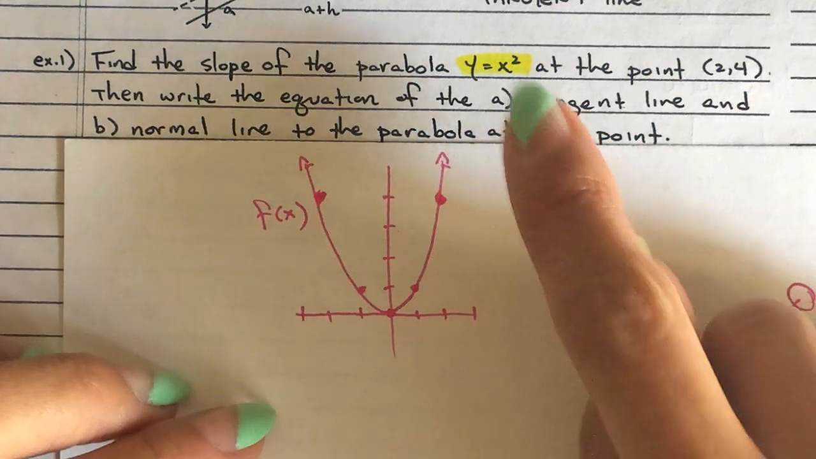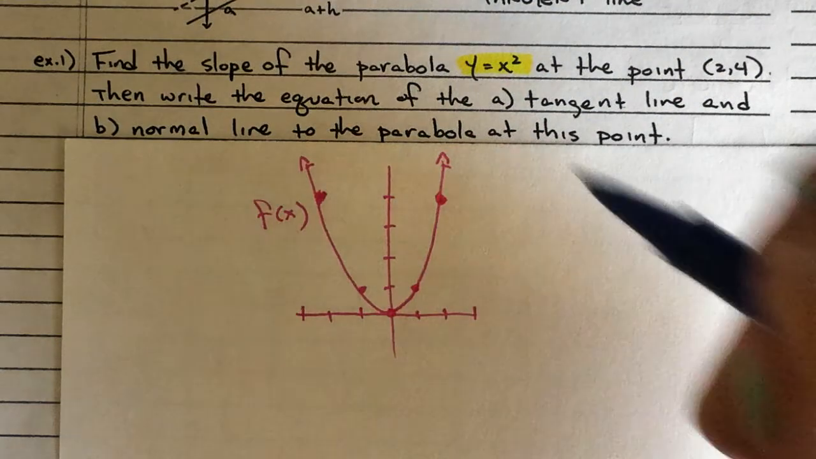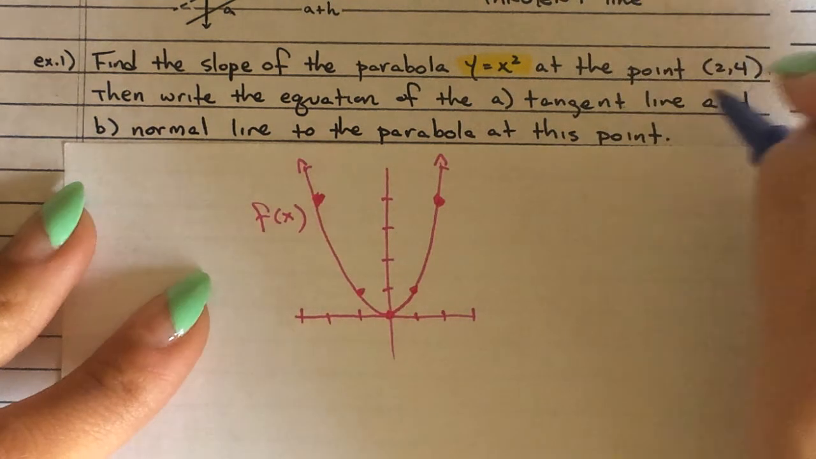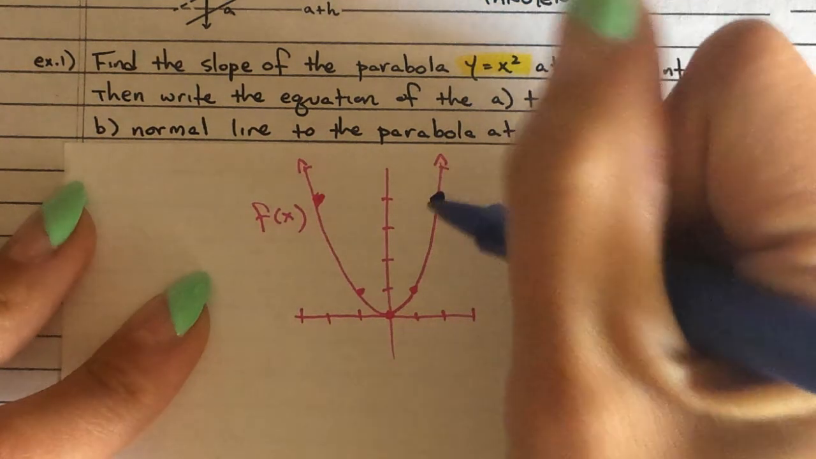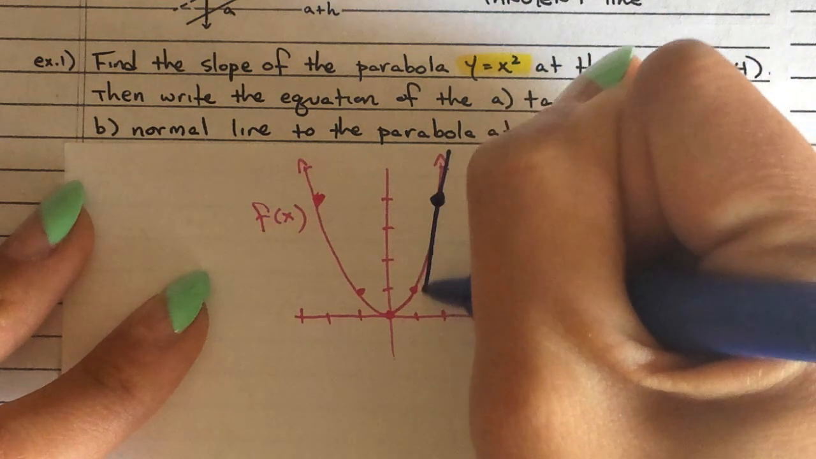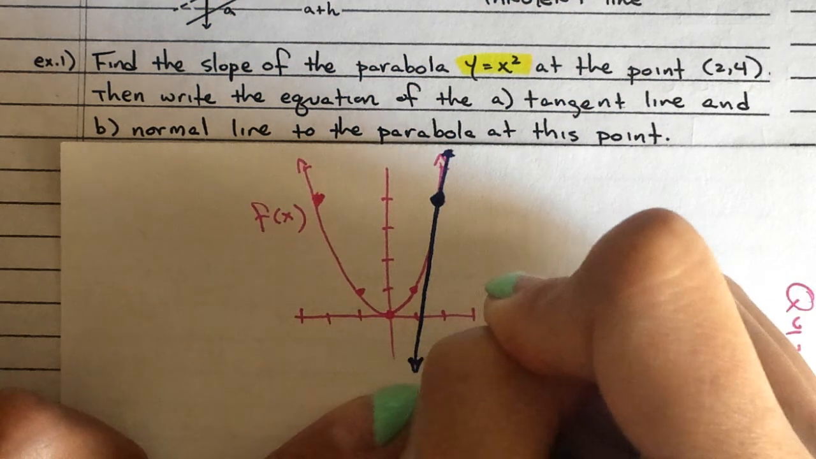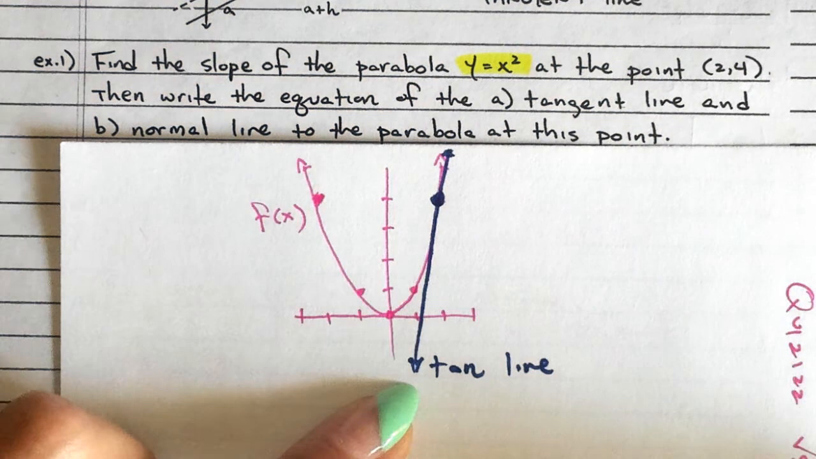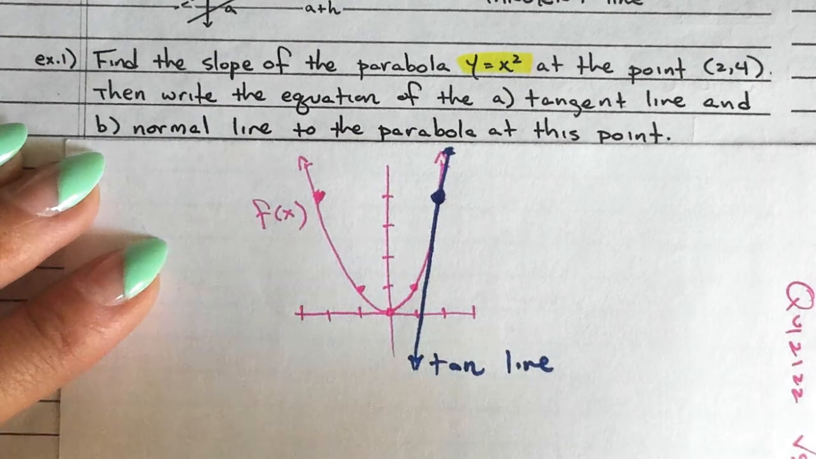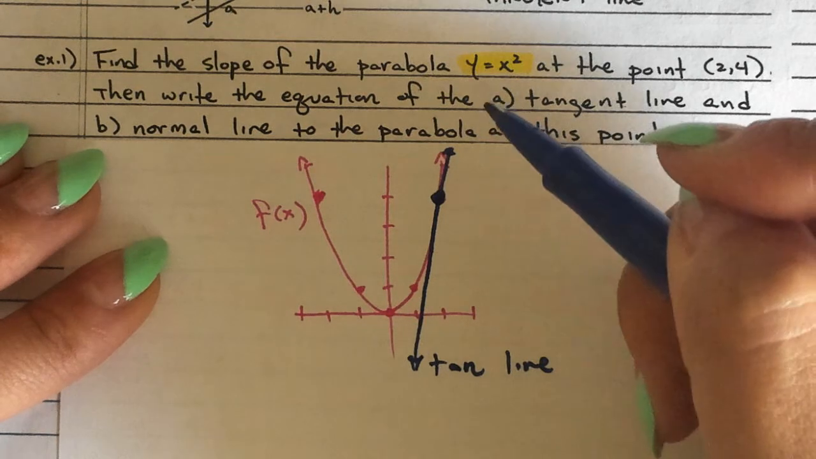So I drew y equals x squared, and then I found the slope of this curve right at 2, 4. If I want to draw a tangent line, it would look something like this, right? So there's my tangent line. And then my perpendicular, my normal line. And then you can see the slope is almost vertical, because the slope is 4. So that makes sense, right?